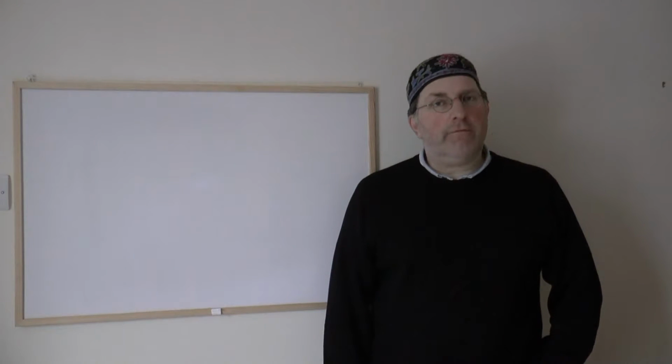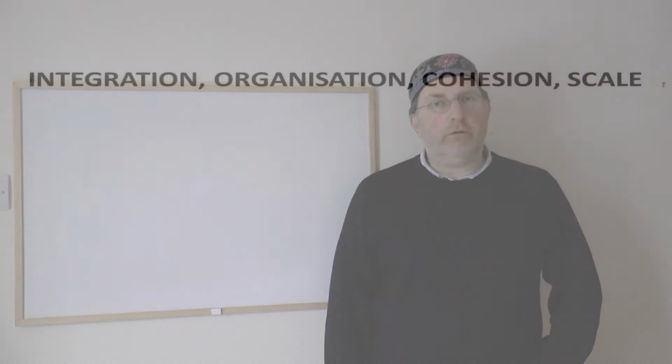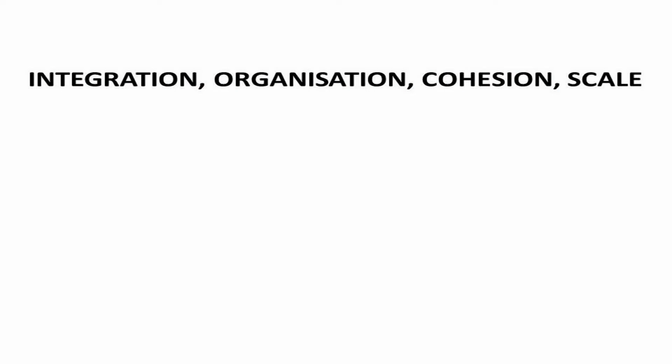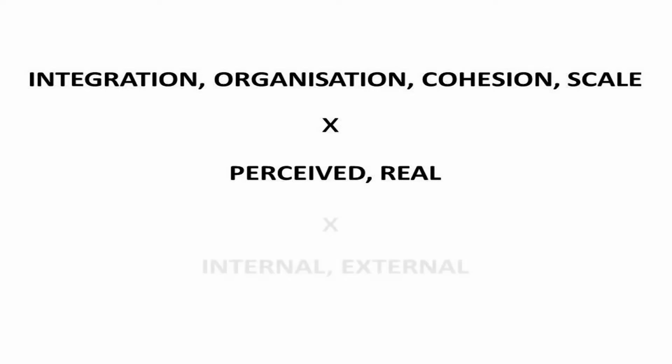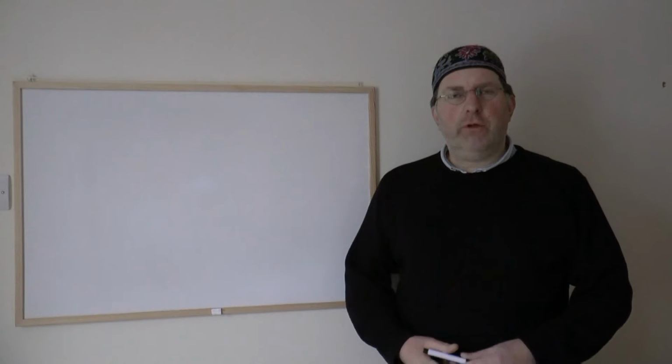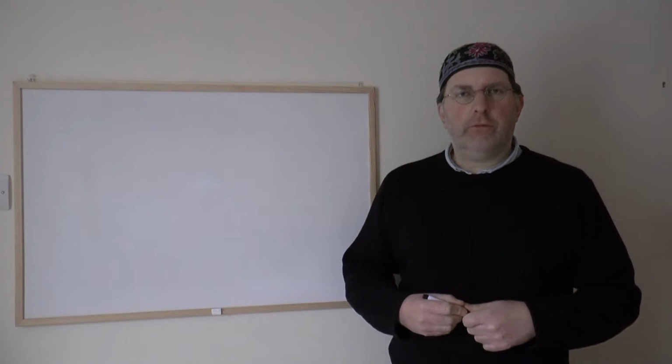To summarise then, we have four basic variables: integration, organisation, cohesion and scale, which are divided first into real and perceived components, and then again into internal and external components. This gives a total of 16 variables, each one of which may interact with all the others, including itself. These are what we need to build into a model. Now let us see what quaternions can do for us.